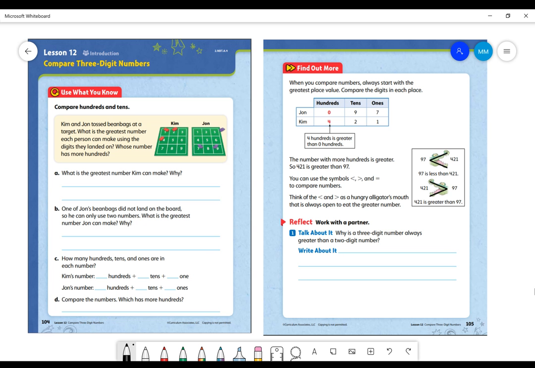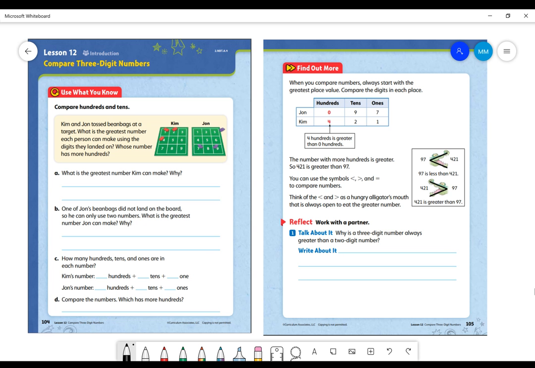So I like to think about this with Skittles because Skittles is one of my favorite candies. So would I rather have 552 Skittles or 252 Skittles? I would so rather have 552 Skittles, right? But anyways, we're going to talk about that this week with lesson 12.